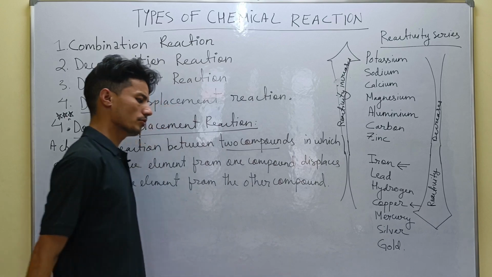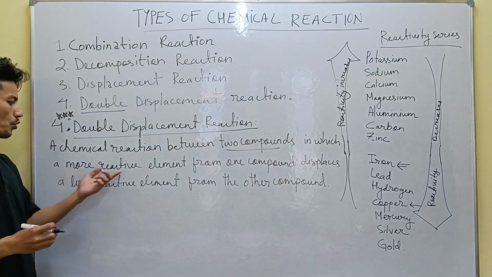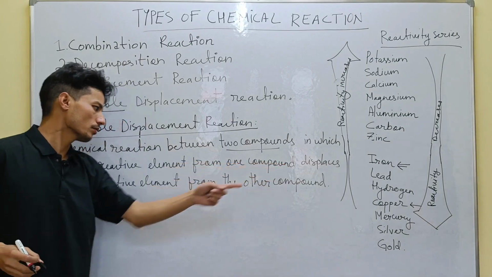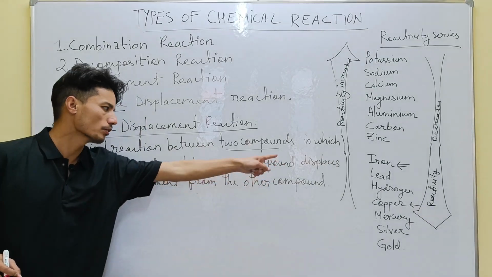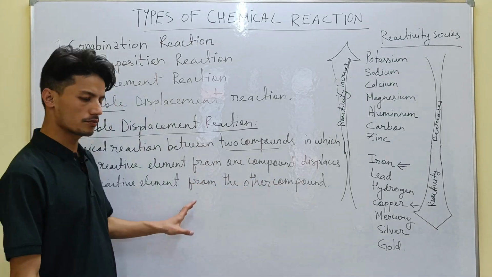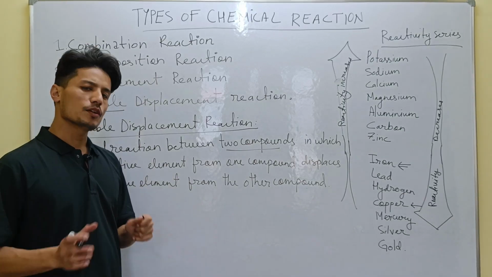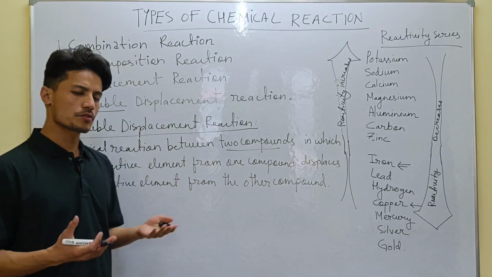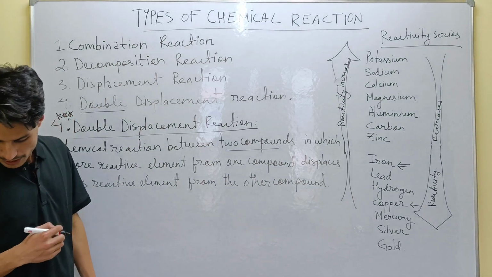All right, so a chemical reaction between two compounds in which a more reactive element from one compound displaces a less reactive element from the other compound. Okay, so all the confusion will be cleared. Let us just take one example, and one example is enough for you. I promise you, you will understand with one example. So let us have a look at the example mentioned in your textbook, page 11.